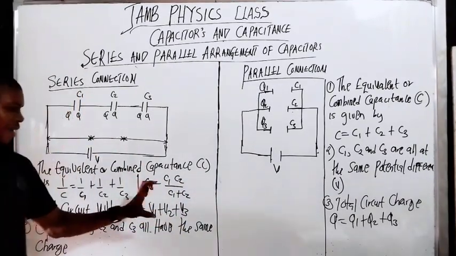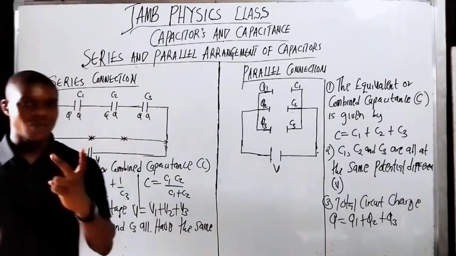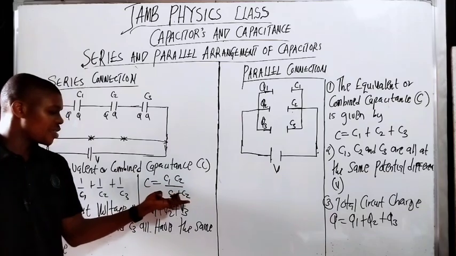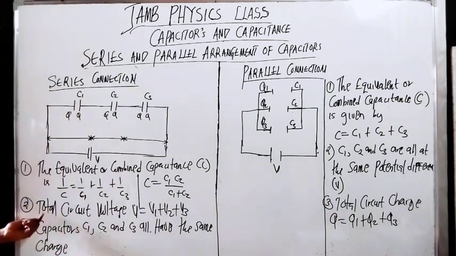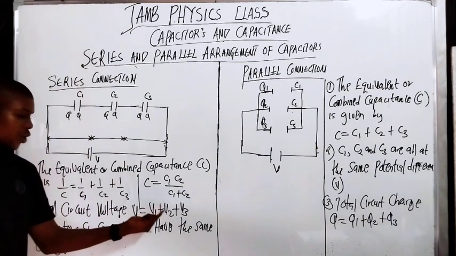You have to take note of this one here. If it's three or more, use the first formula. If it's just two, instead of going through the stress, just multiply the two of them and divide by the sum of the two. Do you understand? Another thing to take note of is that the total circuit voltage is equal to V1 plus V2 plus V3.